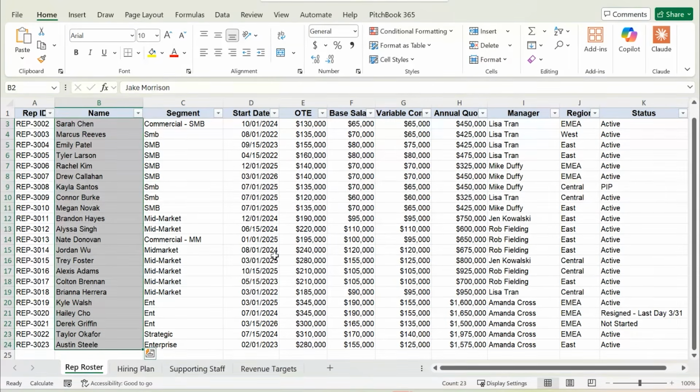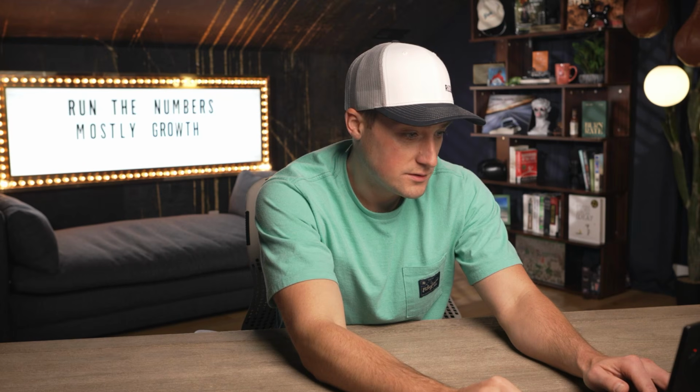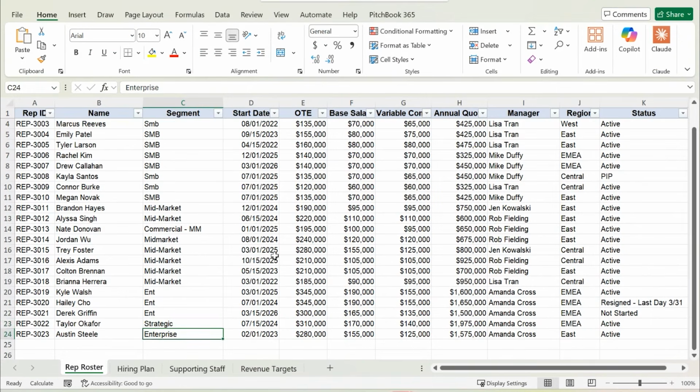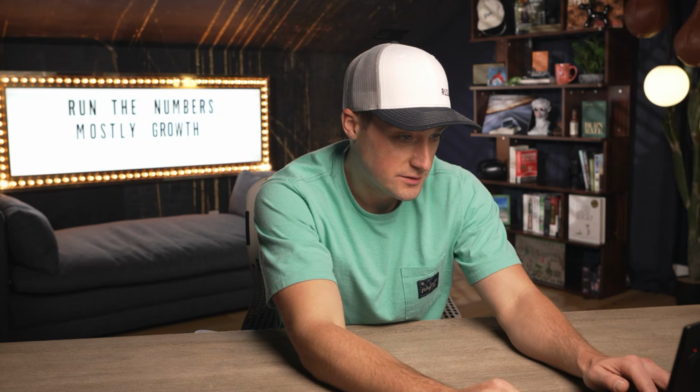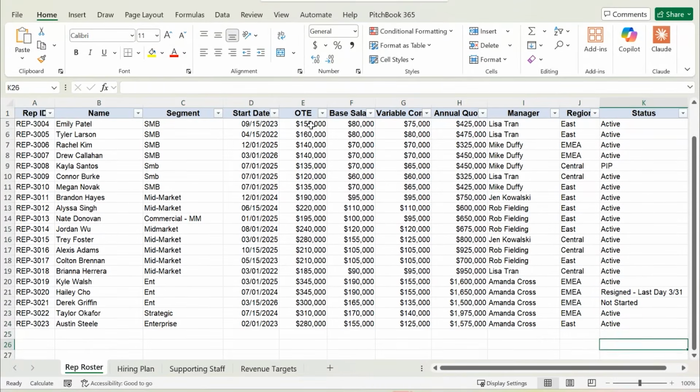So we got 23 reps across different segments. Looks like this person is in 2. I don't know how that's possible. We're going to need to do some fixing. Ent and enterprise, strategic. All right, so they all have start dates. Here's their OTE, on target earnings, and then it's got it split into a base and a variable component. Cool. And then we got their annual quotas, their manager, their region, and their status. This is interesting. So this person's on a PIP, this person resigned, and this person has not started.